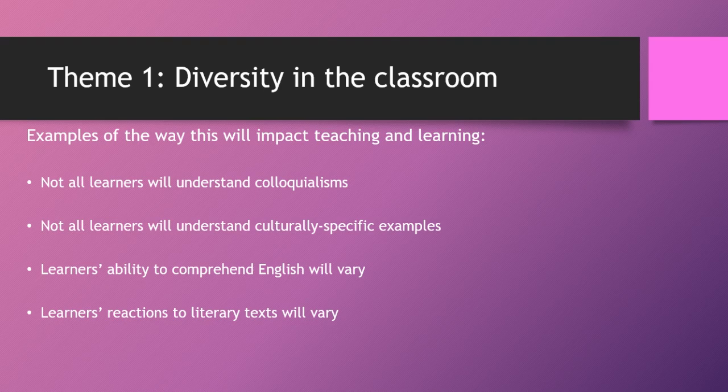The other thing which we have spoken about is that their ability to comprehend English will vary. And also, this is very important to remember. Learners' reactions to literary texts will vary. So you cannot expect the learners to respond to each text in the same way that you would or in the way that you expect. So you need to be open-minded and you need to expect the unexpected.